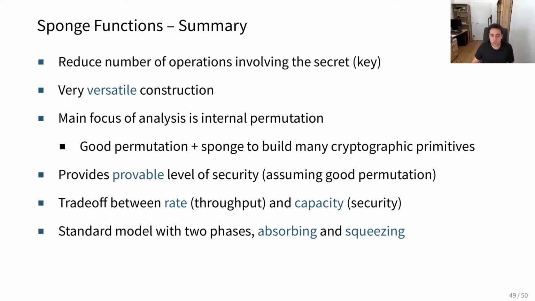Yes, so the sponge function provides provable levels of security, always assuming, of course, that our permutation is a good one. And there's this trade-off between the rate, the throughput, or the performance, and the capacity, which basically determines the security in part of the sponge function. And yeah, the standard model consists of 2 phases, so you basically have the absorbing at the beginning and the squeezing at the end. But again, this is not true for every sponge function. This is just for the standard model, for the basic model.